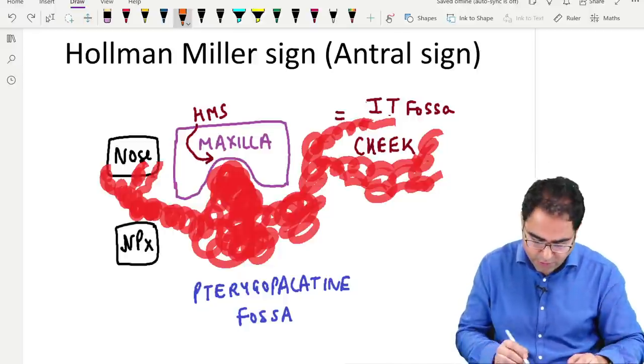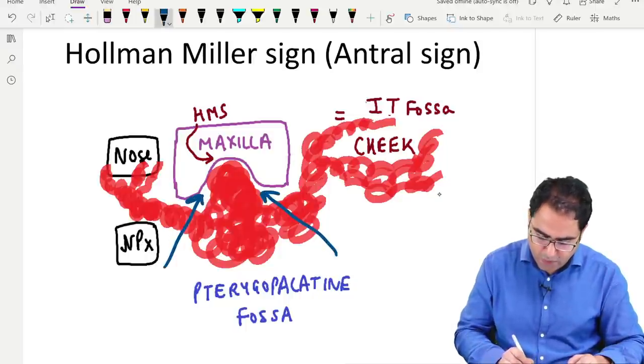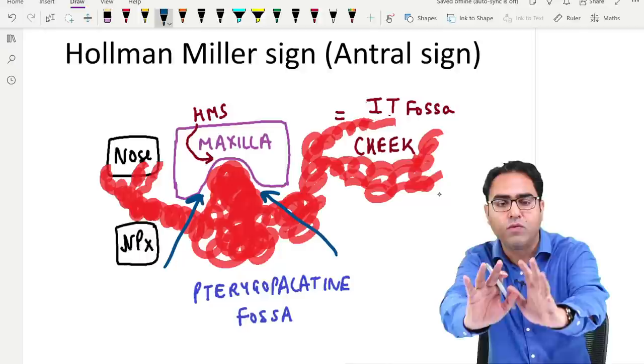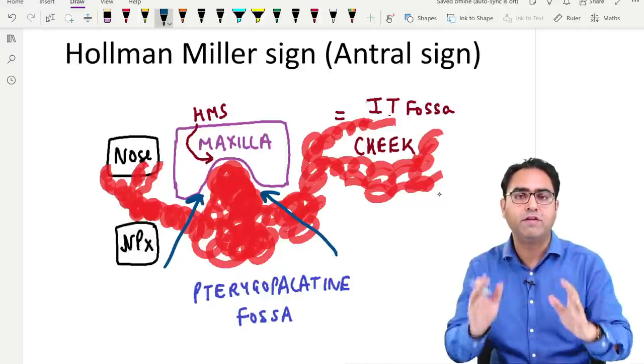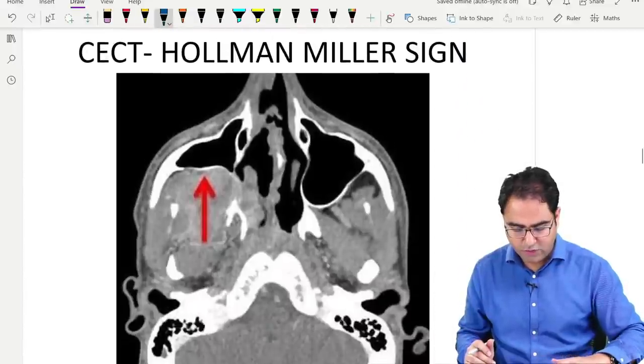Can you see this area, everybody? The tumor is pushing the posterior wall of the maxilla forward, and that is called Holman-Miller sign or antral sign. This is seen on CT scan, beta. Now see over here, beta.